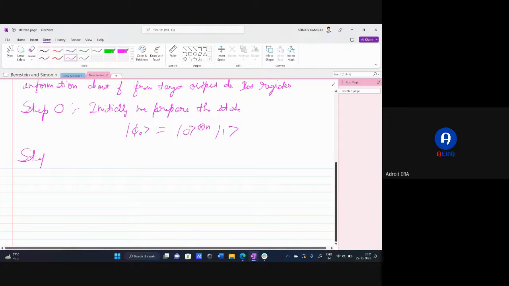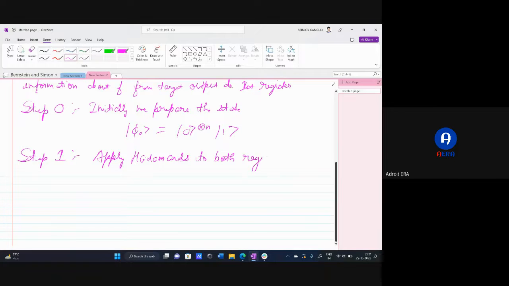Then step 1. Okay, in step 1 we will apply Hadamard, right? We have applied Hadamards. Okay, so apply Hadamards to both registers. Therefore ket phi 1 will become H tensor n applied to all the zeros, tensored with H applied to ket 1.